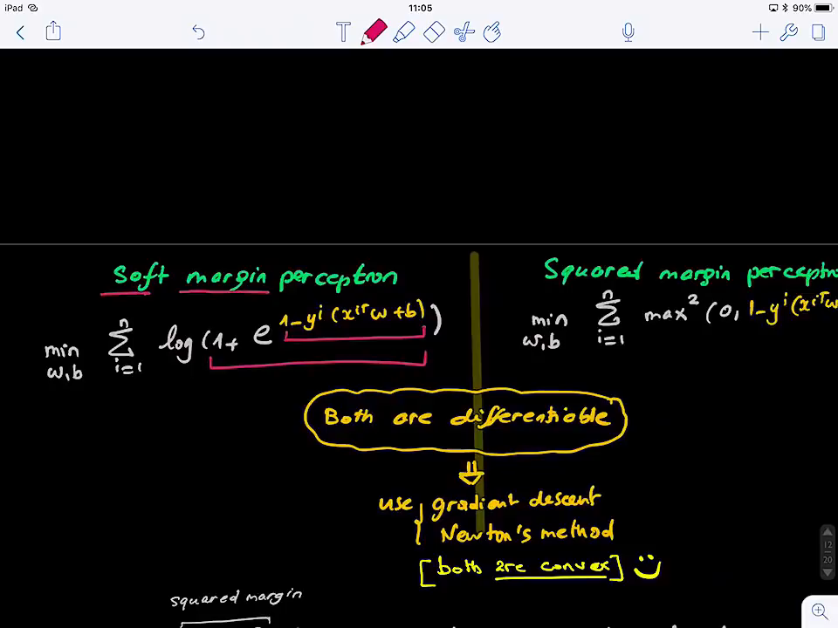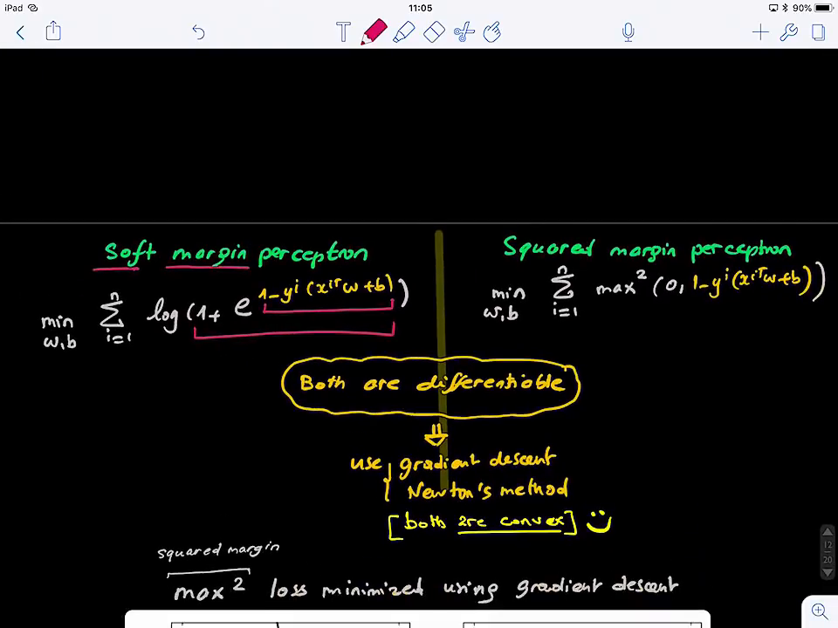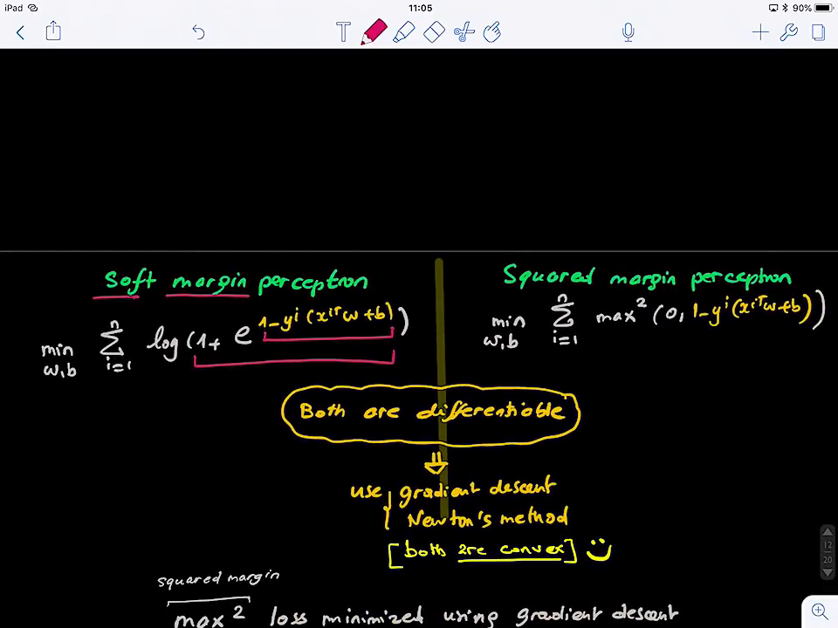Or there is another loss function that we can also define, which we call the squared margin perceptron. So we only square the max. When squaring the max, both become differentiable, and also both are convex. So these two functions are convex. These are two different losses that we can use for the margin perceptron.